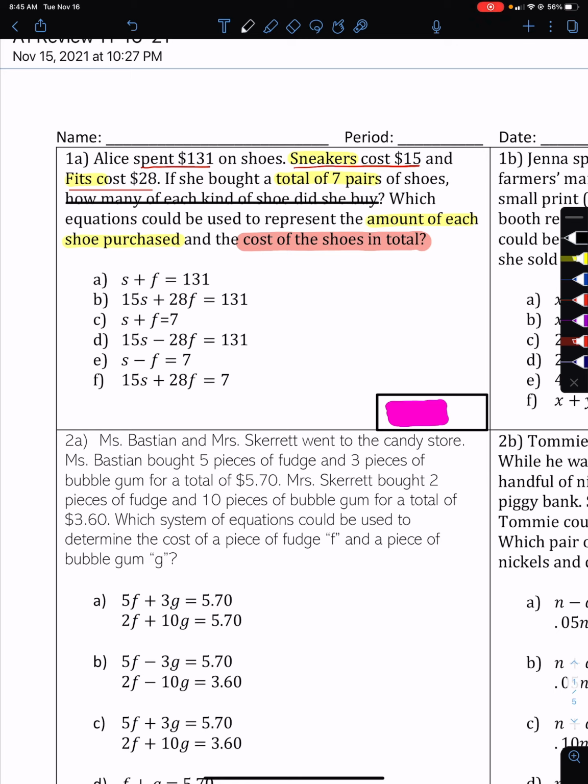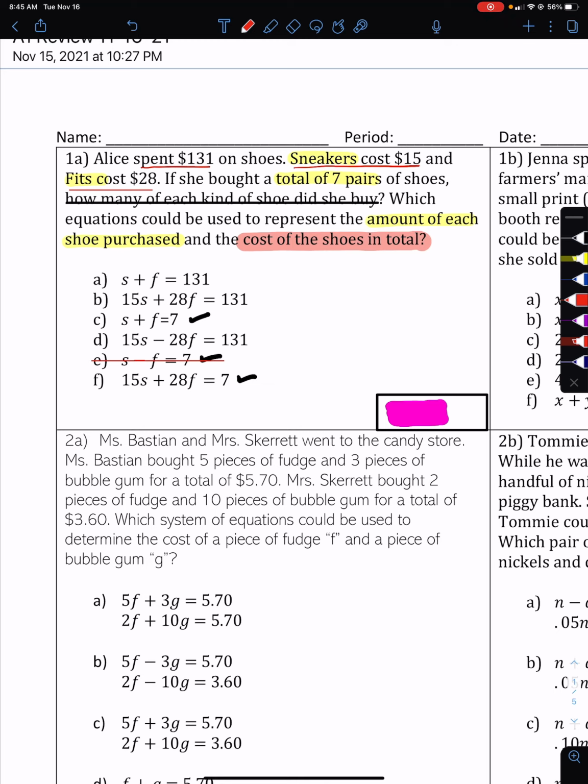So the first one, the amount of shoes purchased. Well, she bought some sneakers, which is the S, and she bought some Fits, and their total is 7. So I'm looking for ones that have a total of 7. It's possibly this one, this one, or this one. Now, the reason that I'm going to take out E is because when I'm looking for total, I'm adding, and that one there is subtracting. So I know it's not E. So it's got to be C or F.